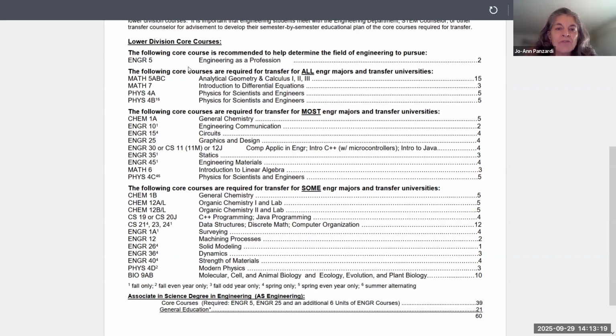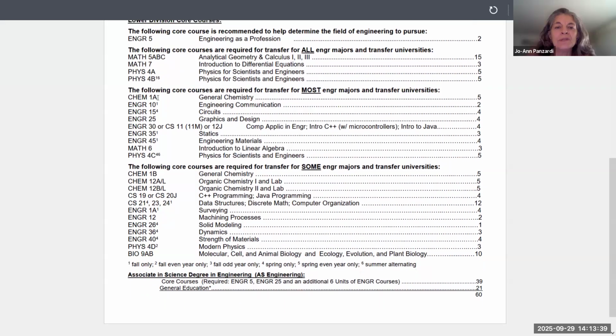Okay, then the following core courses are required for transfer for all engineering majors. So no matter what you're majoring in terms of engineering and where you want to transfer to, you're going to have to take 3 semesters of calculus. You're going to have to take Math 7, which is differential equations, and 2 physics courses, 4A and 4B.